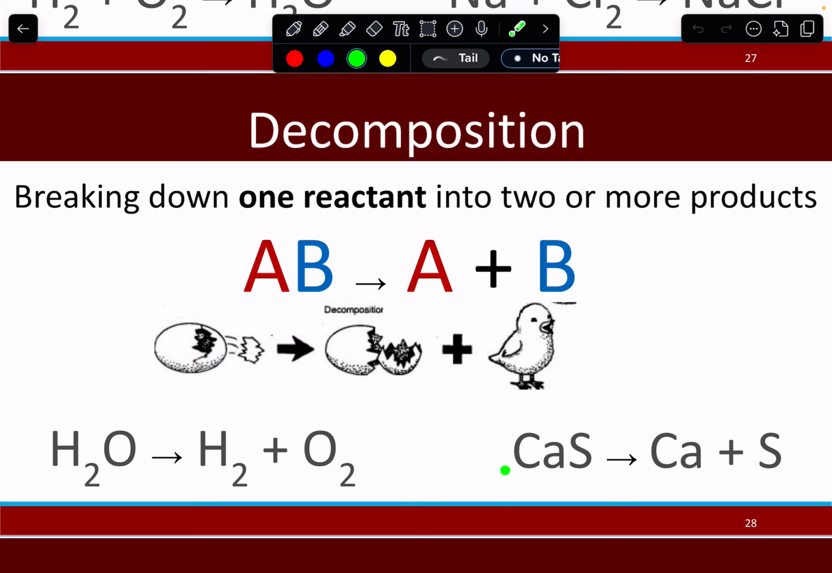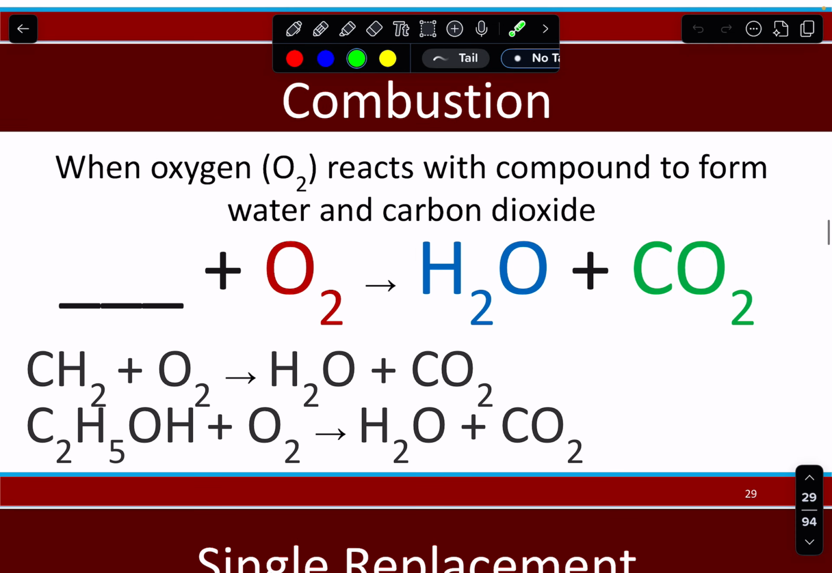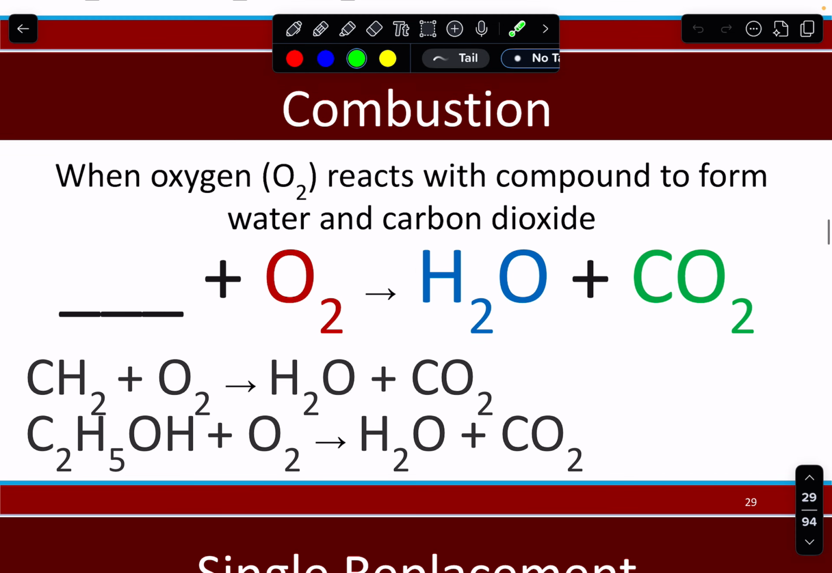Second example from a chemistry standpoint is CaS. In this case, you have CaS bonded together, and then it'll break apart into its individual pieces, Ca and S. So decomposition: one breaks into two or more sometimes. The third one is combustion.